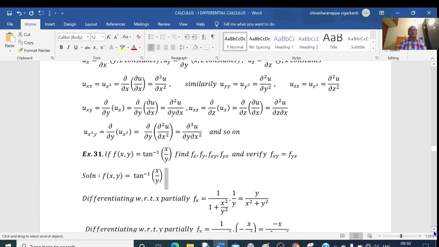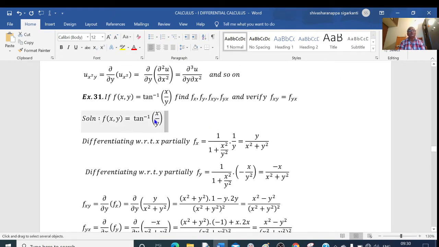F of x comma y is equal to tan inverse of x by y. We have to find out fx, fy, fxy, fyx, and we have to verify fxy equal to fyx. First we differentiate this equation partially with respect to x. Then I am getting fx.